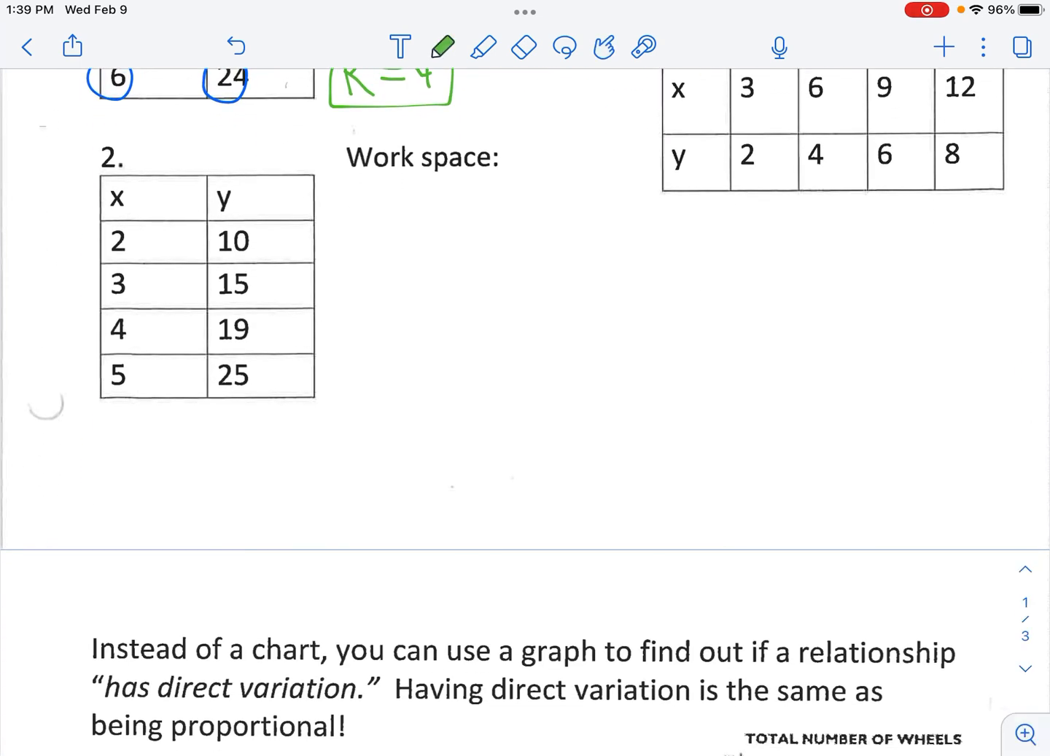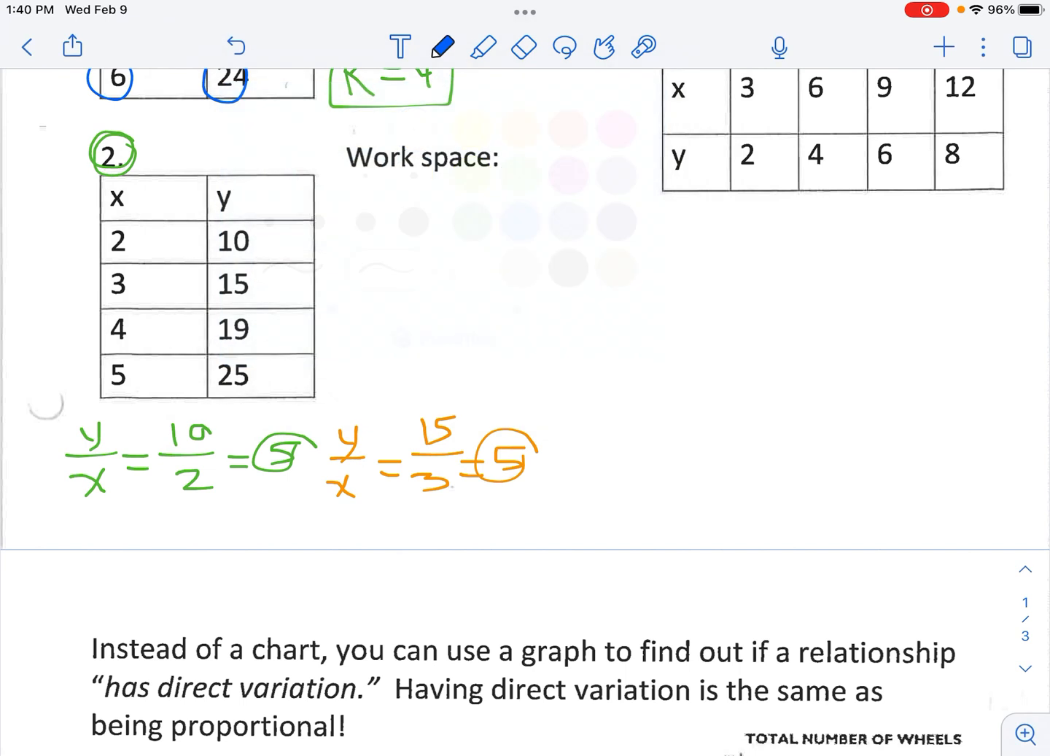All right, so I'm going to focus over here on table number 2. So we do y divided by x. So that's 10 divided by 2, which simplifies to 5. And then y to x would be 15 divided by 3 equals 5. Then I have 19 divided by 4. That looks a little funky. I know 19 divided by 4 does not equal 5.